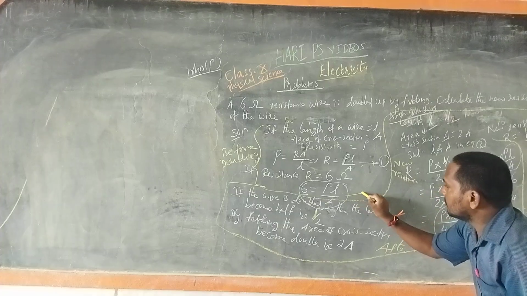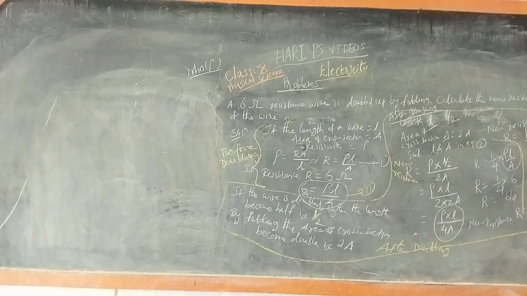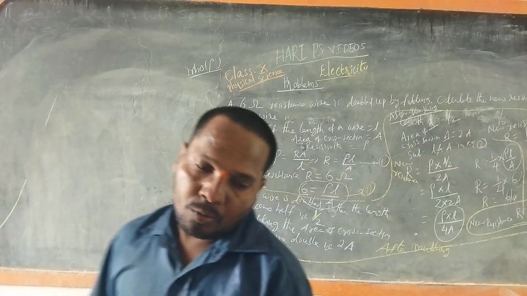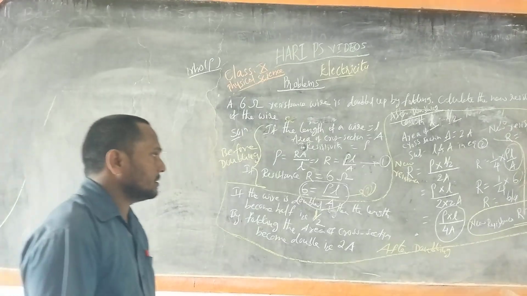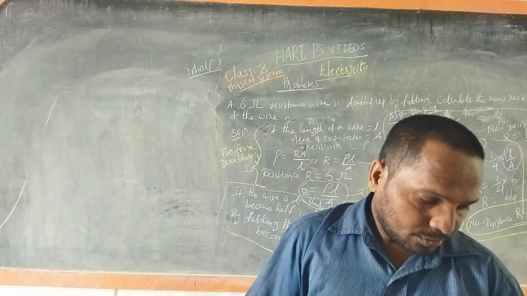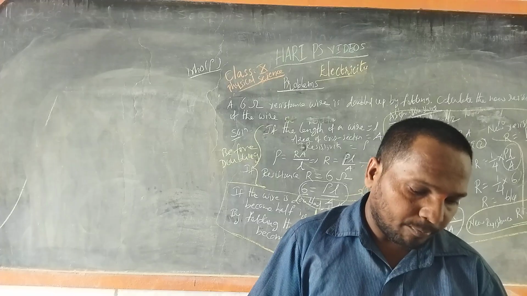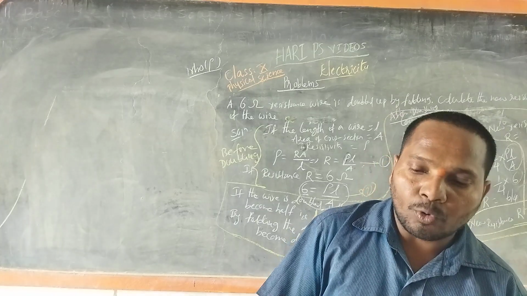According to equation 1, here we can write 6 for this rho L by A. So after substituting and simplifying, we get the new resistance as 1.5 ohms. So here the resistance is reduced. The new resistance of the doubled wire is 1.5 ohms.